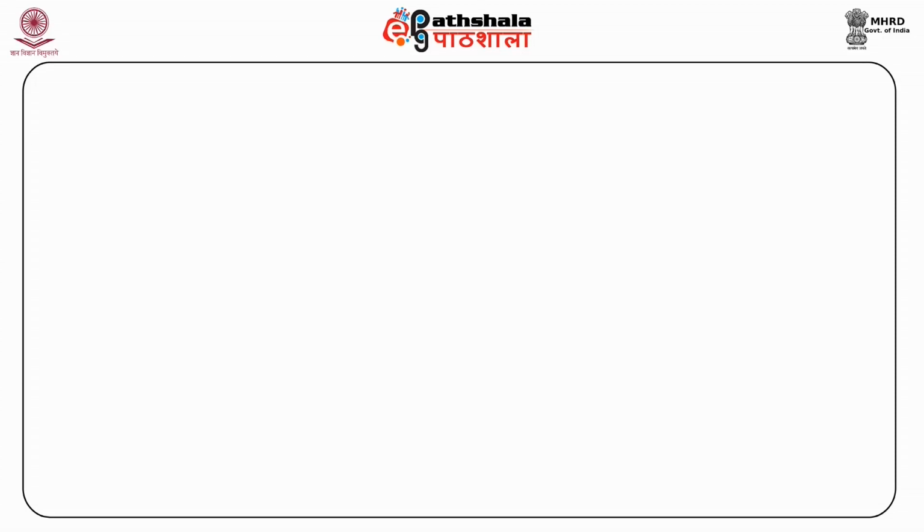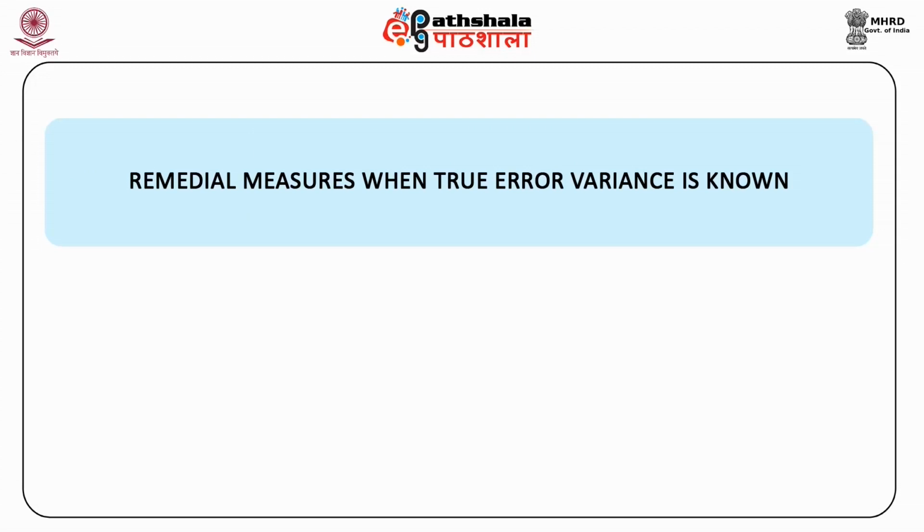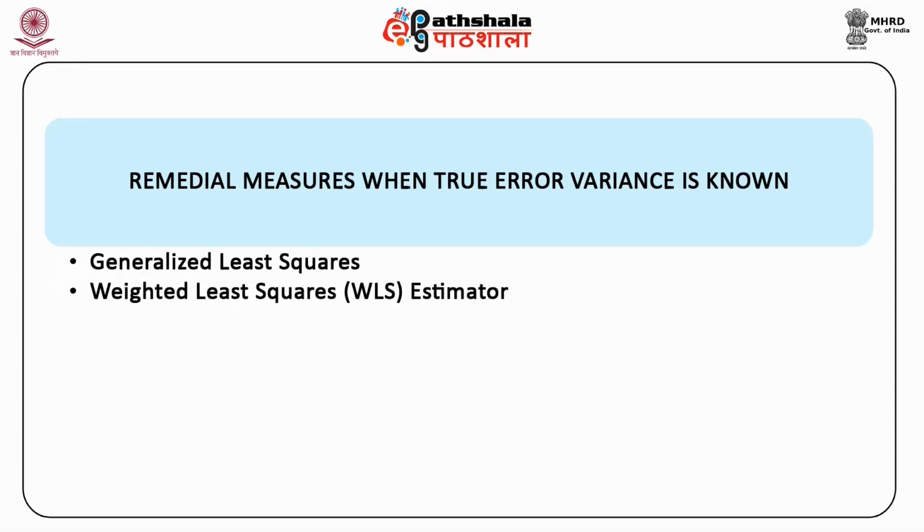There are various methods available which can assist in rectifying heteroscedasticity. These measures can be classified into two categories. First, remedial measures when the true error variance is known, which include generalized least squares and weighted least squares estimators as the most popular ones. Second, remedial measures when the true error variance is unknown, which include techniques like the feasible generalized least squares estimator, White's correction, and plausible assumptions about the heteroscedasticity pattern, among many other commonly used techniques.